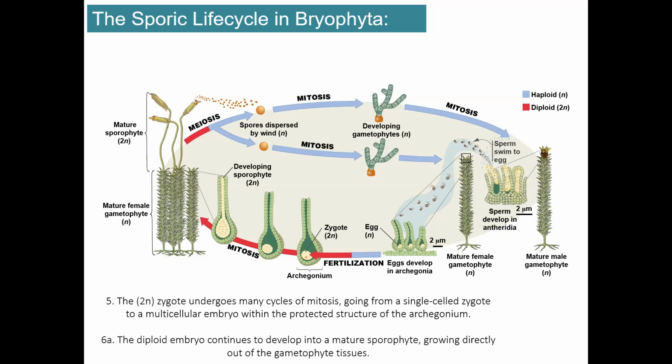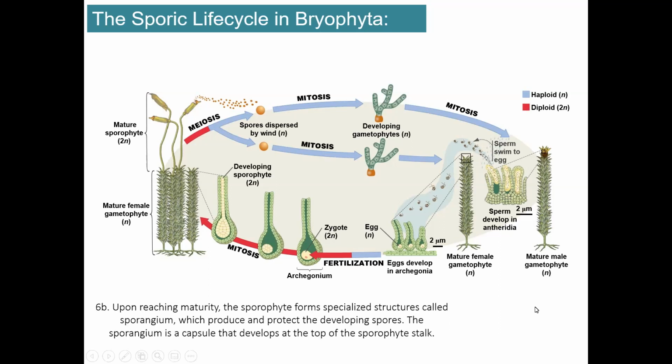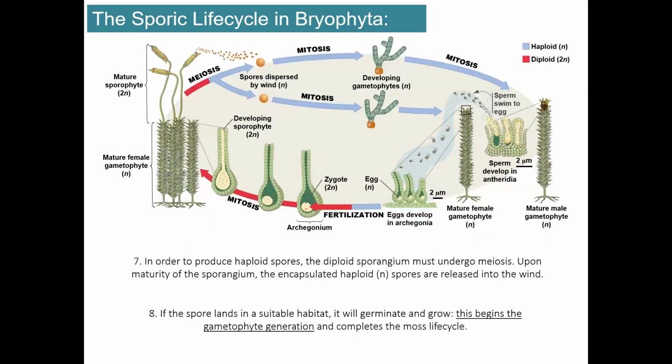The diploid zygote grows into a mature sporophyte directly out of the female gametophyte tissue. Upon reaching maturity, the sporophyte forms specialized structures called sporangium that produce and protect developing spores. In the case of mosses, the sporangium is a capsule that develops at the top of the sporophyte stalk and helps distribute these spores.